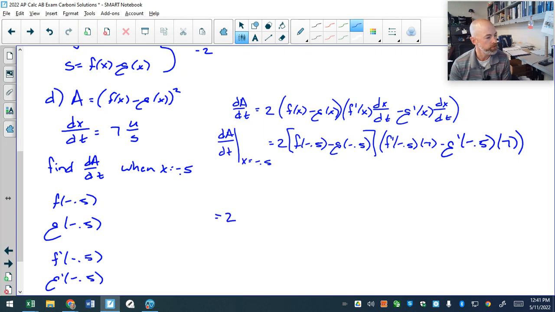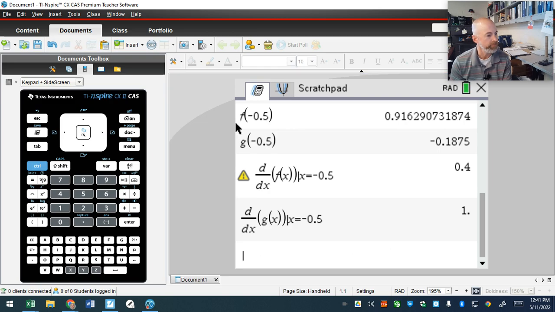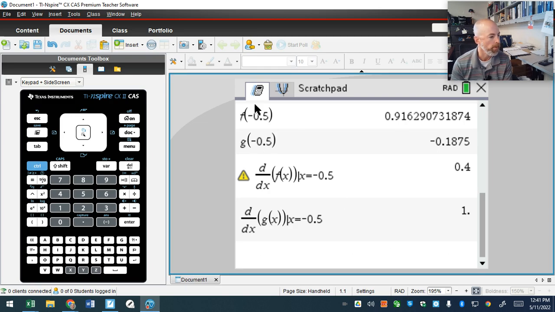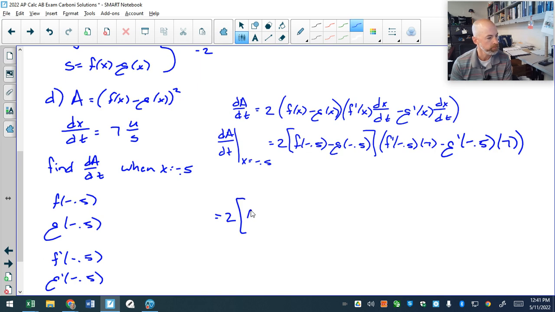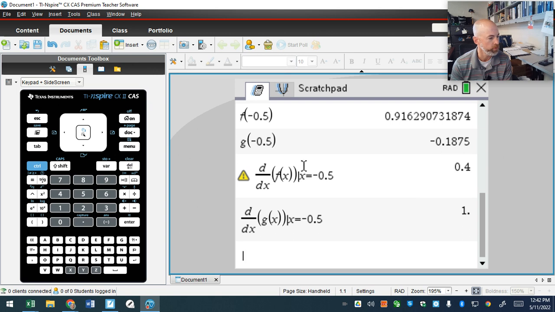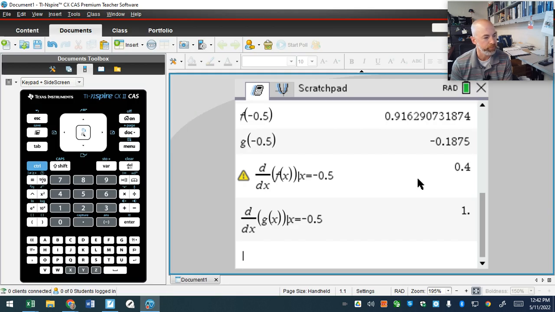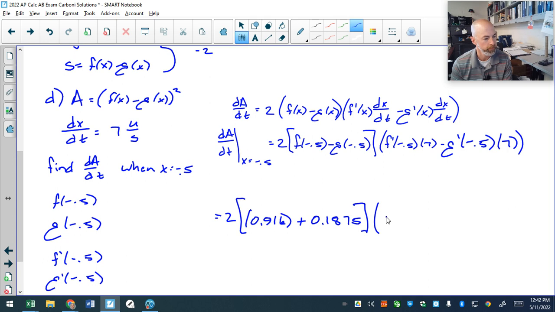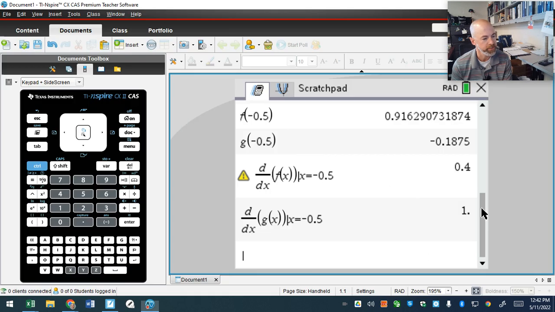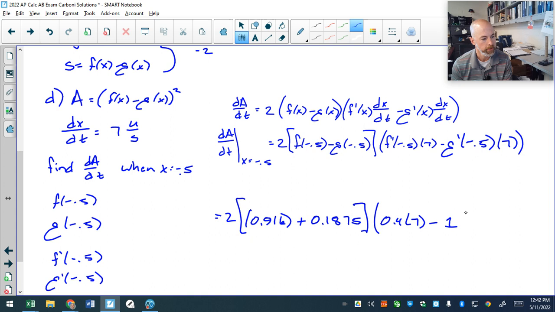So my answer is going to be 2 times f of negative 0.5, which is negative 0.916, minus g of negative 0.5, which was negative 0.1875, so plus 0.1875, times f prime of negative 0.5, which was 0.4, times 7, minus g prime, which was 1, times 7. And I would stop there on the AP exam.